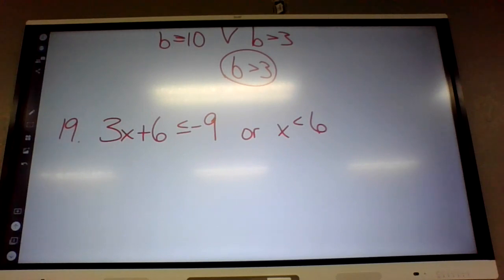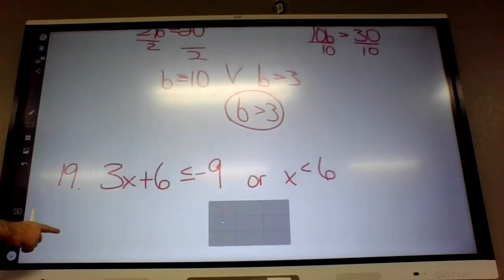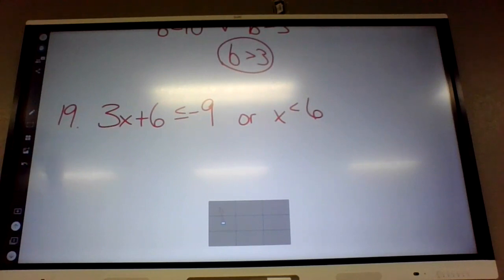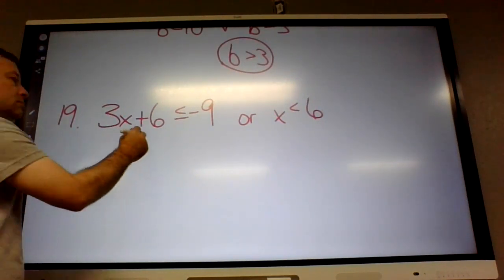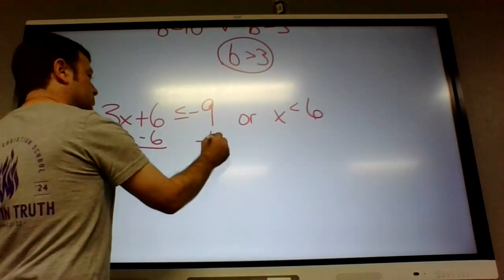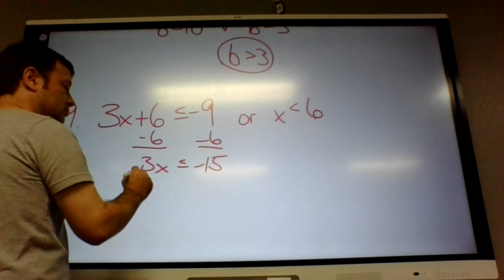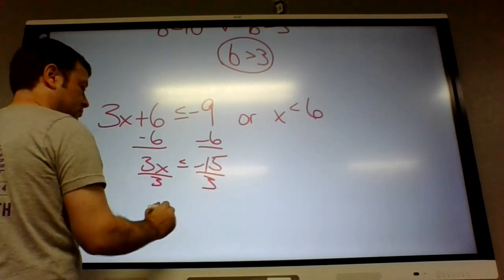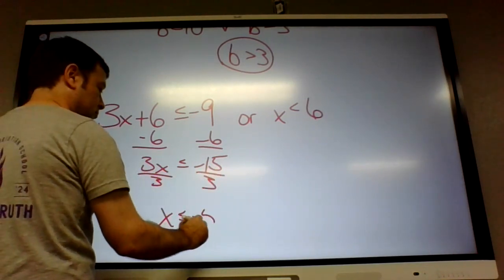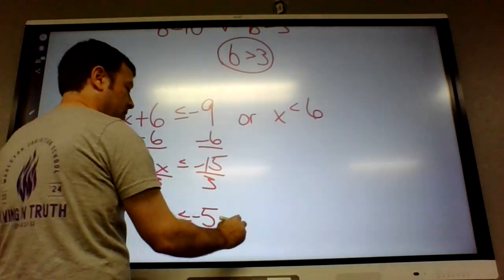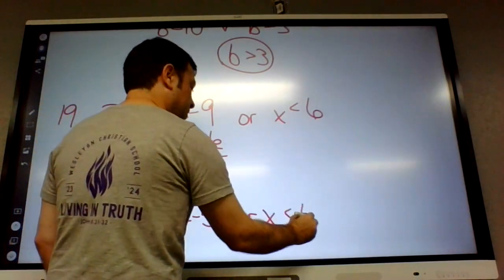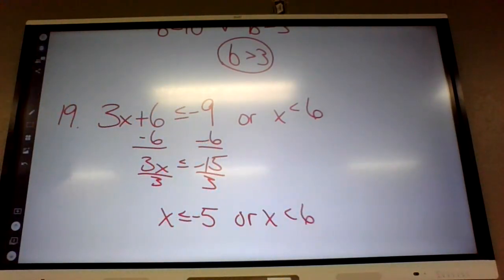All right, Moses, what do we do here? You subtract 6 from -9, which is -15. And then we divide that by 3. And then x is less than or equal to -5. Okay. I don't know why they made this one easier. So the answer would just be x is less than or equal to -5, right?